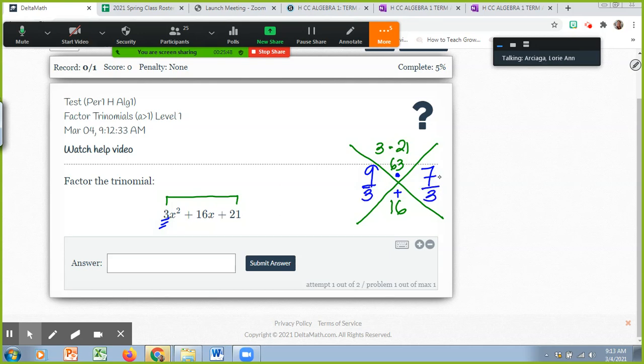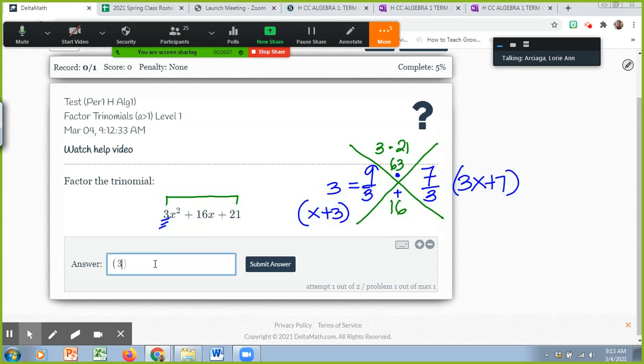If 3 cannot divide the 7, you're just going to leave it like that. 3x plus 7. Okay, and 9 divided by 3 is equal to 3, right? So that's going to be your x plus 3. So which one has a bigger constant? The plus 7, yeah? So we're going to put 3x plus 7, quantity x plus 3.